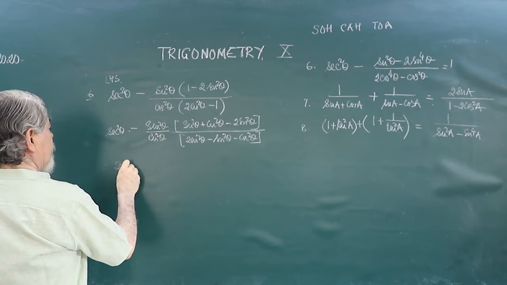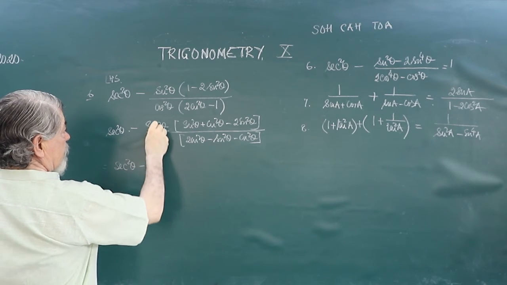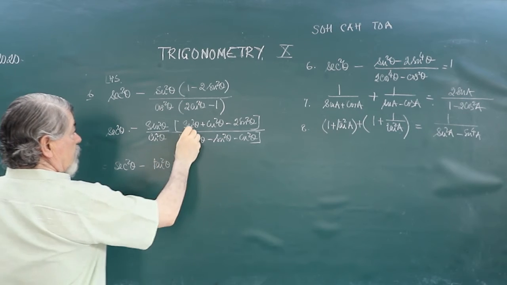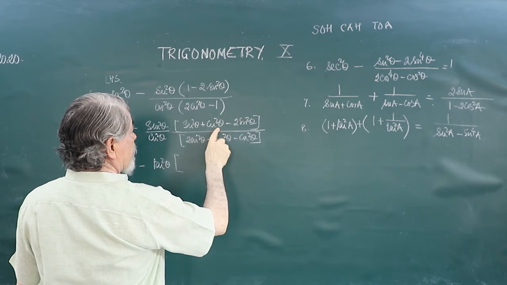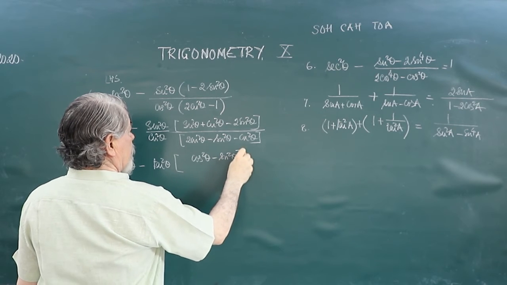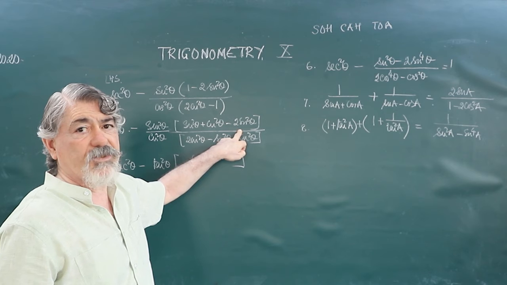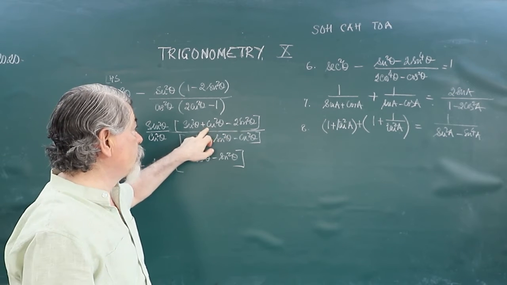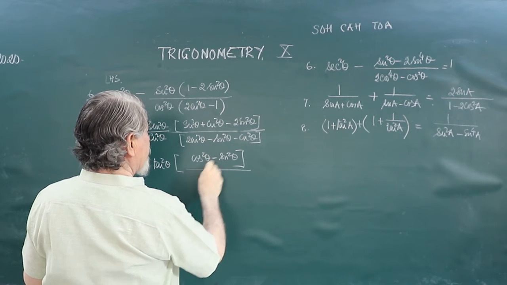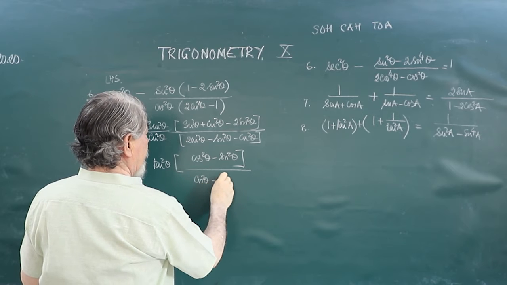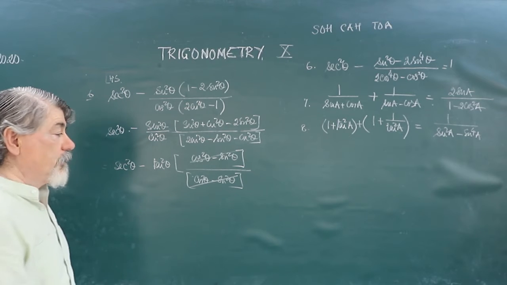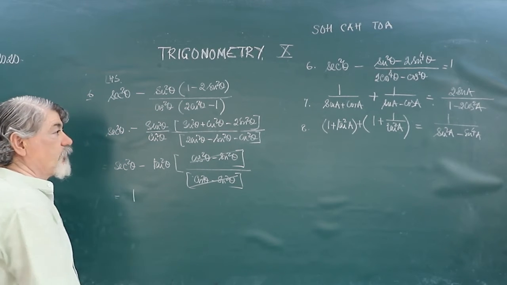It will become sec square theta minus sin square theta upon cos square theta, which will be tan square theta. This is cos square theta minus sin square theta upon, because sin square theta minus 2 sin square theta will give you minus sin square theta. So cos square theta minus sin square theta upon, here 2 cos square theta minus cos square theta is cos square theta, and minus sin square theta. So these two will cancel. Sec square theta minus tan square theta is 1.